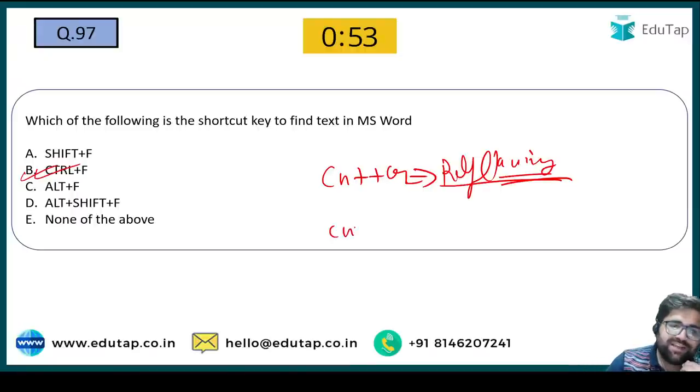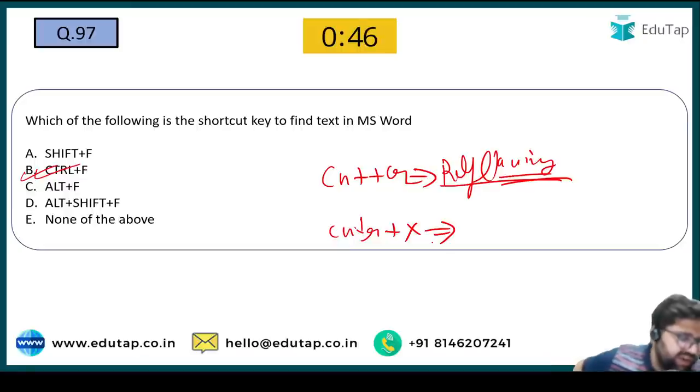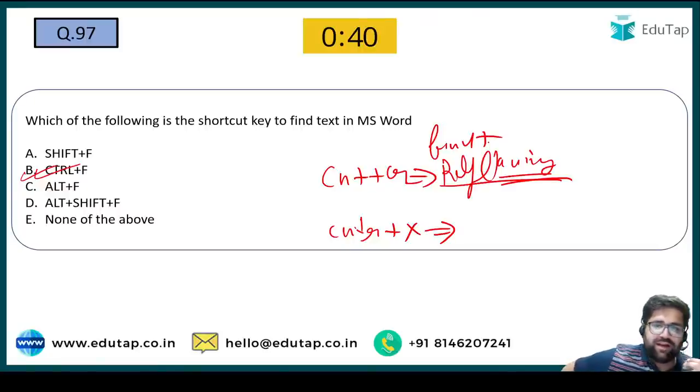Control plus X kiske liye hota hai? Zara bataiye. Control plus X. Find and replace is the good one. Find and replace, yes. Come on. Control plus J is for downloads, if I'm not wrong. But that is not working in Word, it works basically in Chrome. Control plus J in Word is for justify.